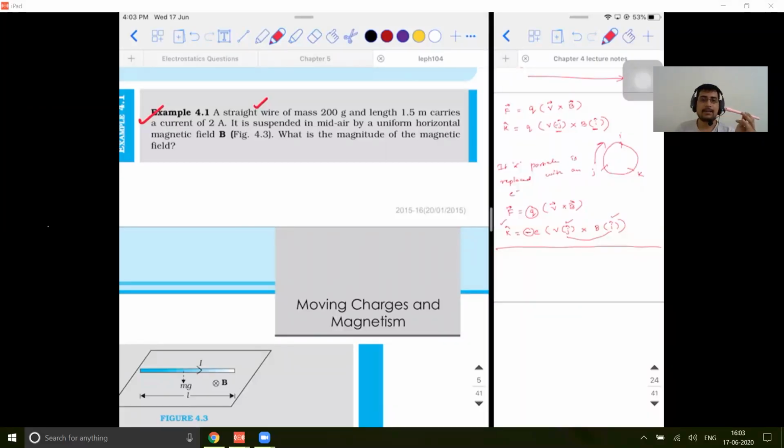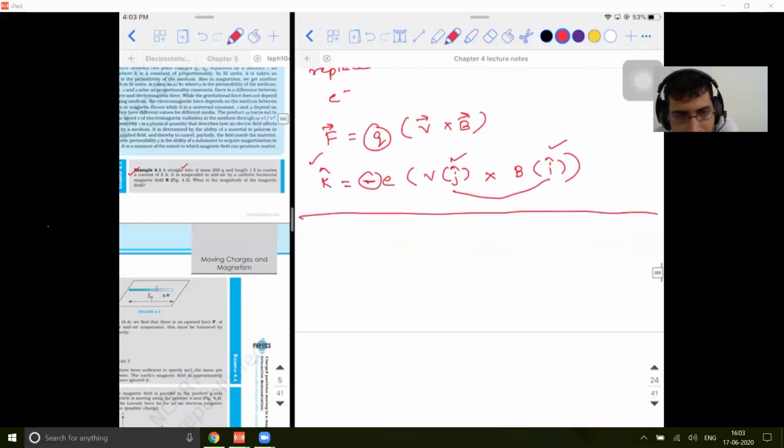J cap. Is it K cap? J cap. No, J cap is the direction of force. I'm saying you're trying to say you want to give the direction of magnetic field in J cap.